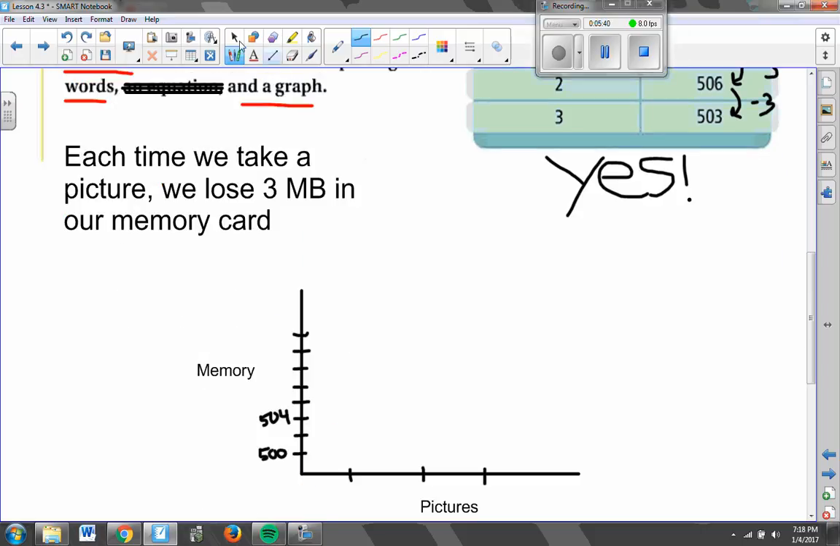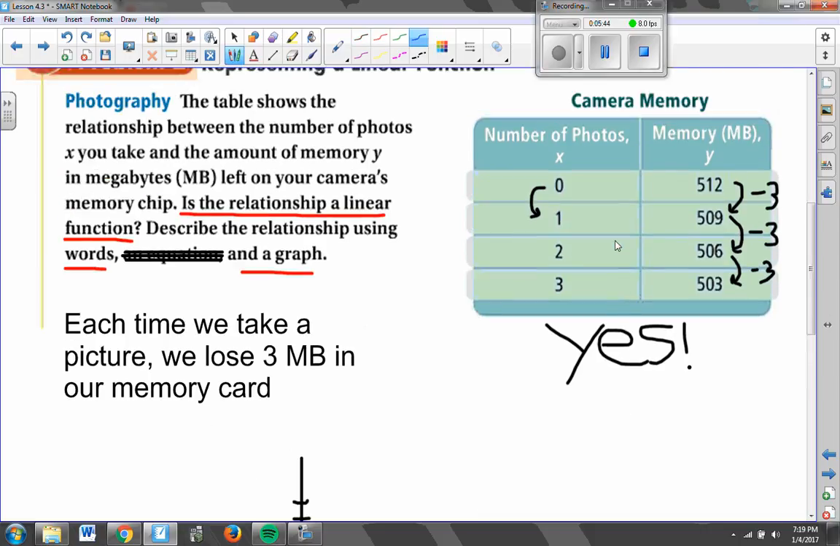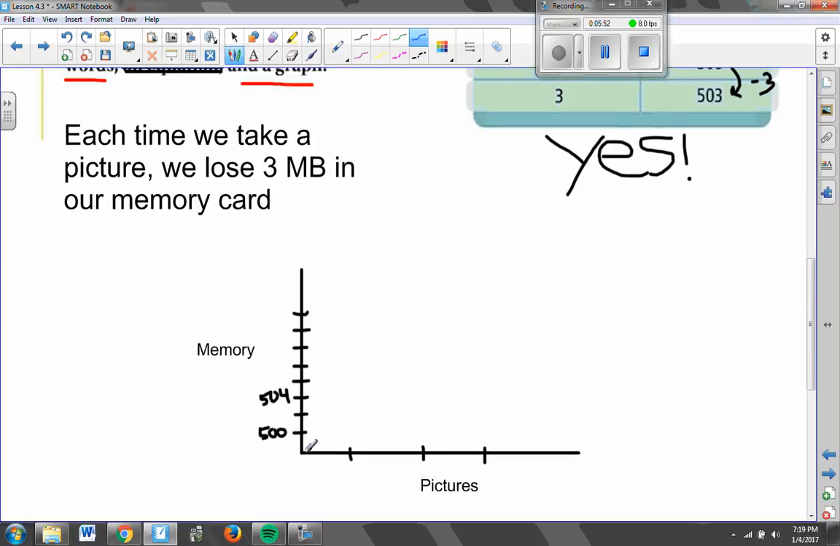Okay. Now I'm going to plot some points that I see in this table, because they gave me the table. I don't have to work at all at that. Now I just have to plot my points. So when I have 0 pictures taken, my memory is 512 megabytes. So at 0, which is going to be right here, I'm going to go up 500, 502, 4, 6, 8, 10, 12, right to here.